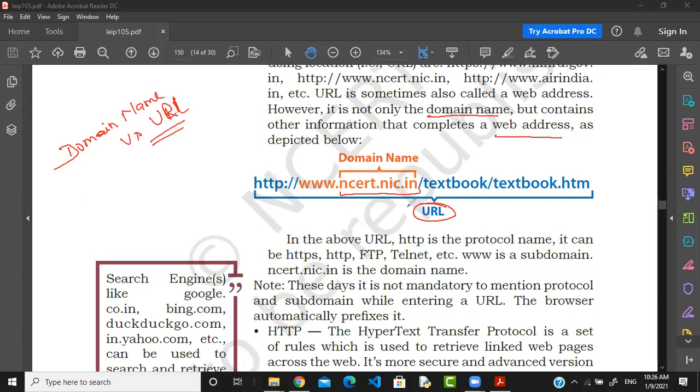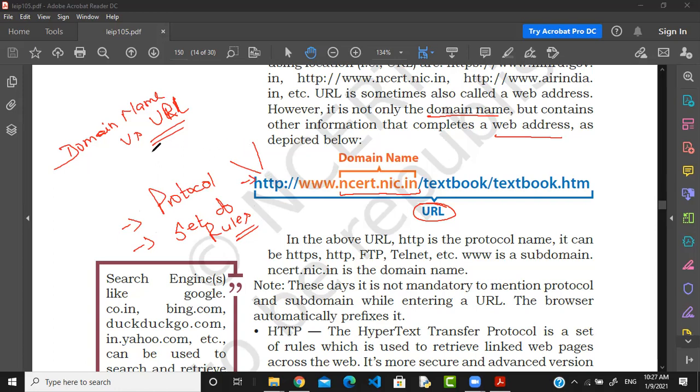So give the difference between domain name and URL. Now you will get two more questions from here: the full form of HTTP and the full form of HTTPS. What is HTTP? HTTP is known as a protocol. What is a protocol? A set of rules which decide how information can be transferred from one computer to another computer. This is called a protocol.